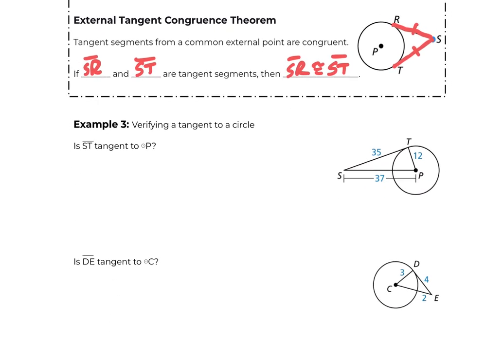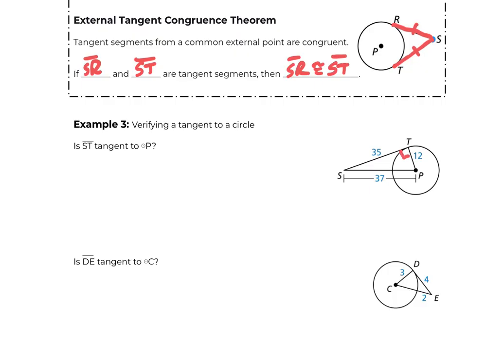Okay, so using what we just did there, we want to prove that ST is tangent to circle P. Right now, we don't know. Does it intersect at one distinct point? Kind of looks that way. We want to verify it. We want to prove it, okay? And so in order to prove this, we want this angle right here to be a 90-degree angle, where the radius PT intersects the tangent TS.